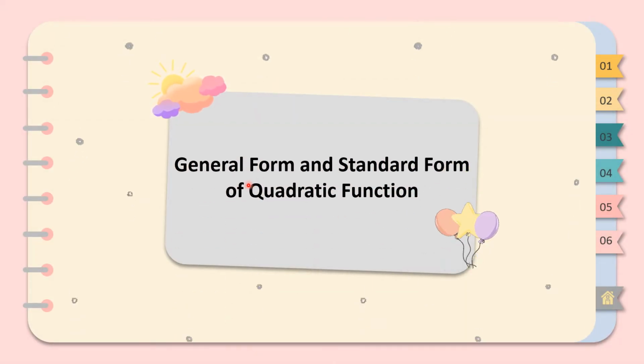General form and standard form of quadratic function. So in the previous activities, you are already familiarized with the general form y is equal to ax squared plus bx plus c of a quadratic function. So in this discussion, the standard form or the vertex form, y is equal to a quantity x minus h raised to the second power plus k, will be introduced.